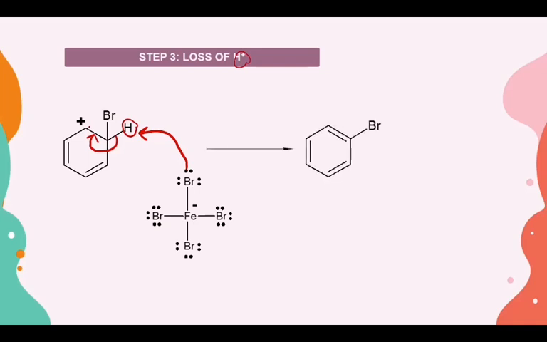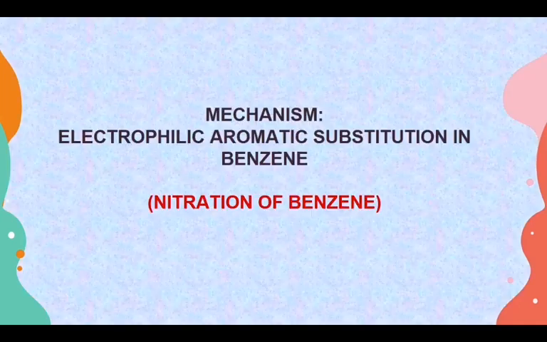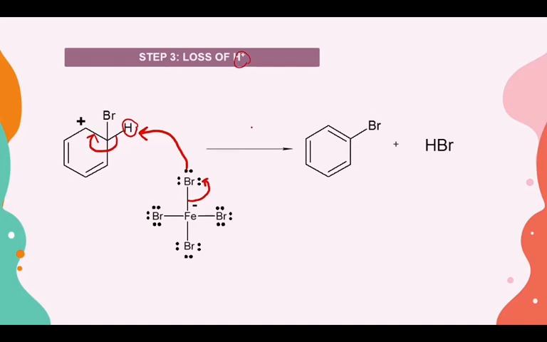So let's look at the product. Now we already have our double bond for the benzene ring, and we have the product, which is bromobenzene. And when this bromine attaches, this Fe-Br bond will also break. So we will have another product, which is HBr, and we also get back the Lewis acid FeBr3. So this is the mechanism of halogenation of benzene.